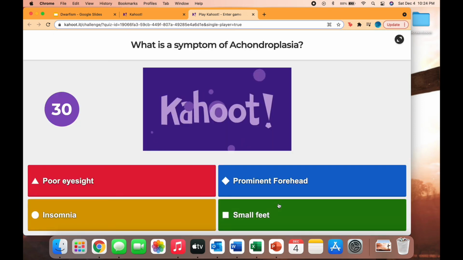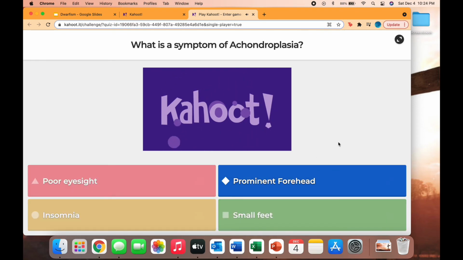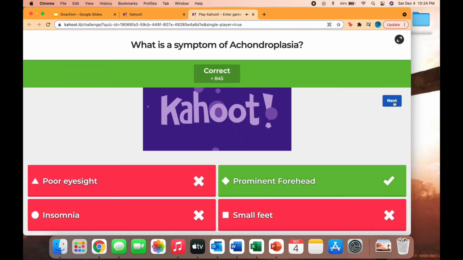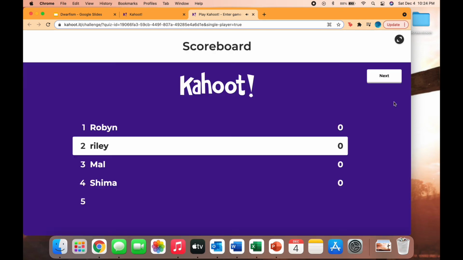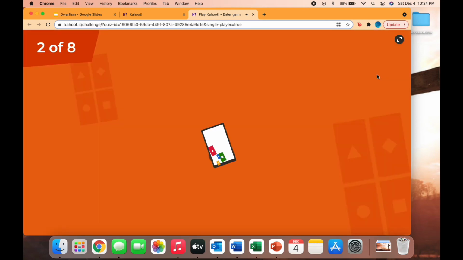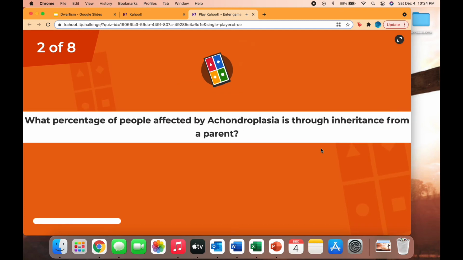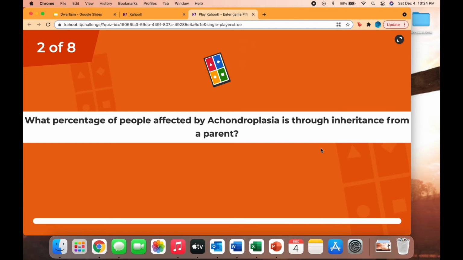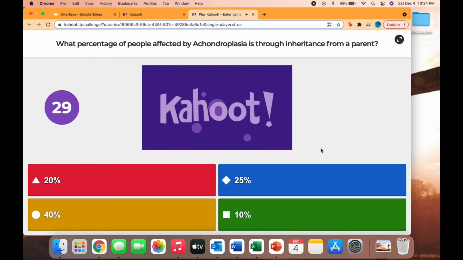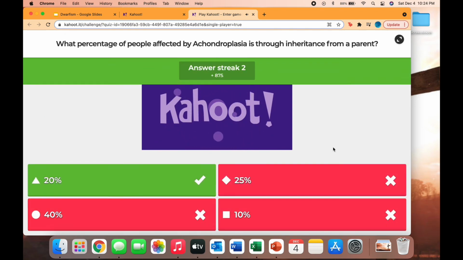What is a symptom of achondroplasia? Poor eyesight, prominent forehead, insomnia, or small feet? The correct answer is going to be prominent forehead. This was said in one of our earlier slides when we talked about symptoms. What percentage of people affected by achondroplasia is through inheritance from a parent? 20%, 25%, 40%, or 10%? The answer is going to be 20%.